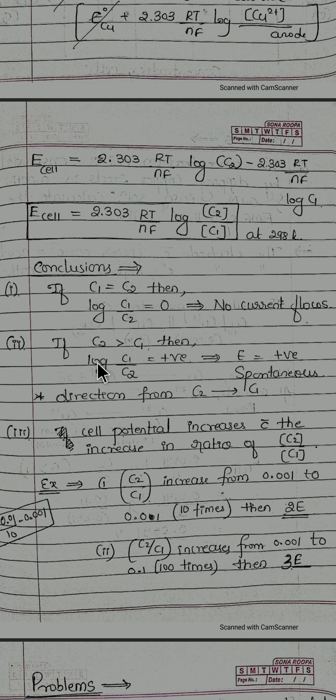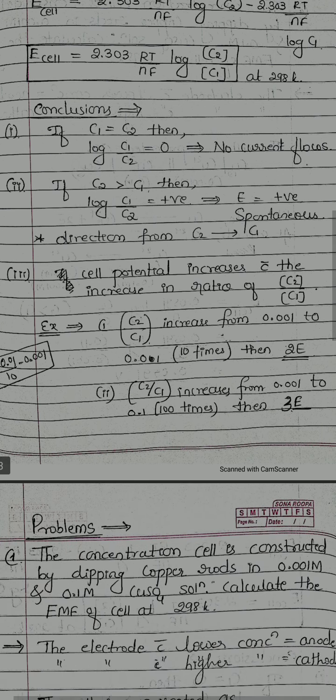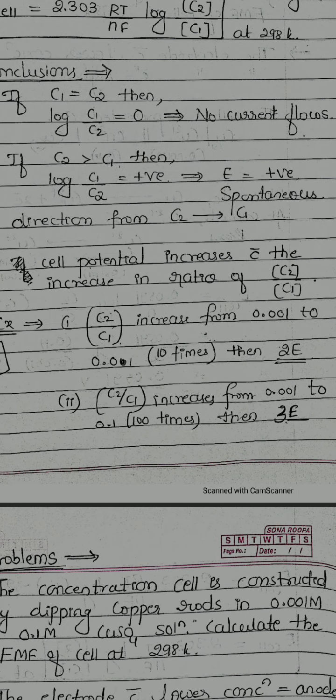So in the second case, if C2 is greater than C1, then as you know, this is the standard condition for this concentration cell. If C2 is greater, then C2 is acting as cathode and C1 is acting as anode, right? So if C2 is greater, that term will be positive. So this is actually C2 by C1. If it is positive, then the EMF of the cell will be positive.